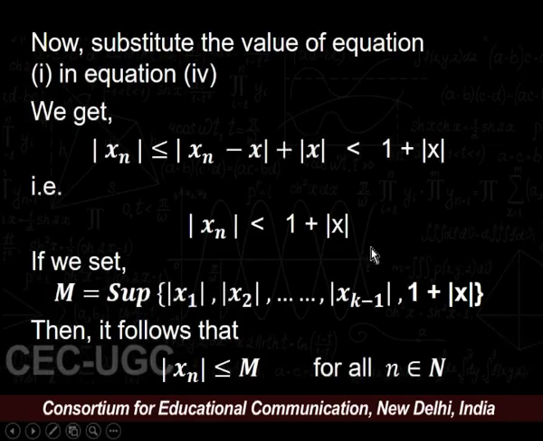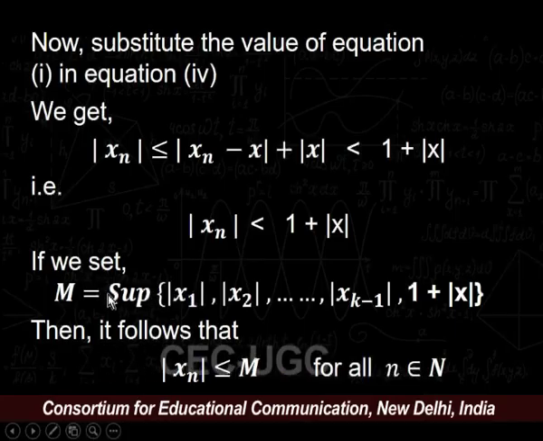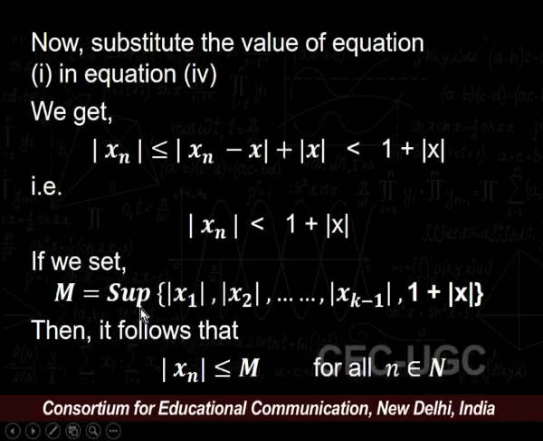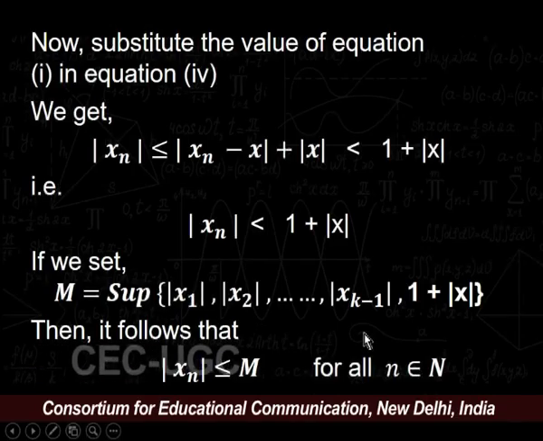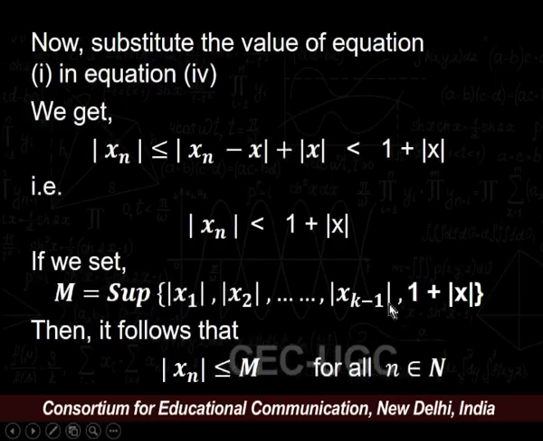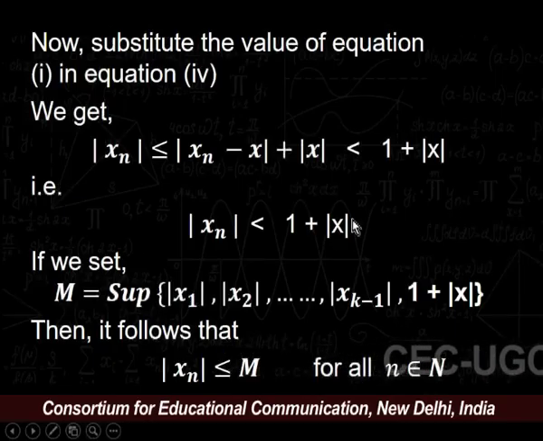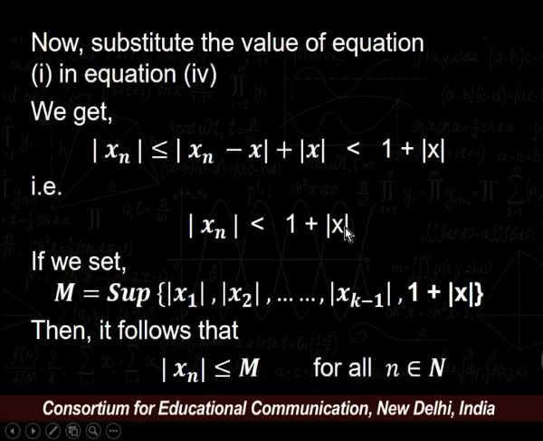Now, if we set capital M as the supremum of the set {|x_1|, |x_2|, ..., |x_{K-1}|, 1 + |x|}, then we can easily say that our sequence, that is |x_n|, is less than or equal to M for all n belonging to the natural numbers, that is, our sequence is bounded.